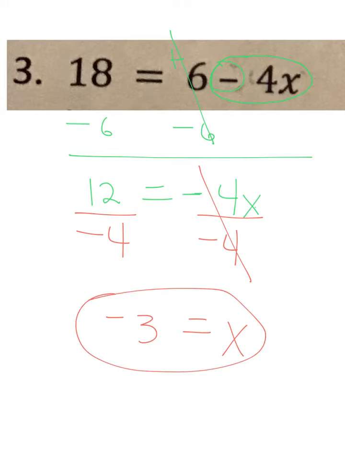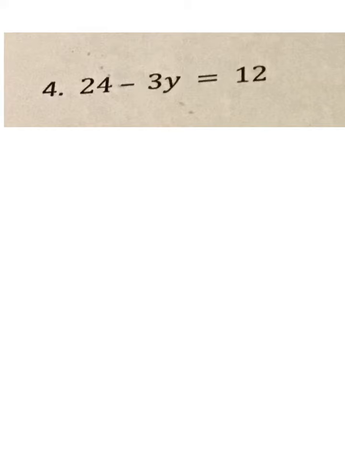All right, problem number 4. Problem number 4 is very similar to the problem that we just did. So first thing I'm going to do is circle my negative 3y, which means I want to get it by itself. That negative goes with the 3y, so I know the 24 is a positive because it doesn't have a sign next to it. So the first thing I'm going to do is subtract 24 from both sides.